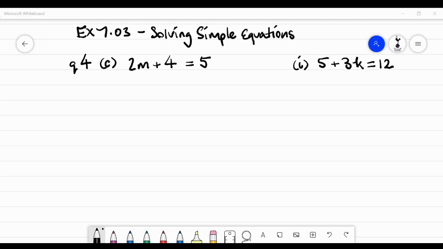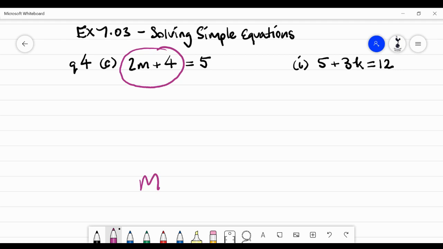Okay, just to do a couple of examples of two-step equations. The first one being 2m plus 4 equals 5. The object when attacking these problems is to make sure we do the same operation at all times to both sides of the equation. What we're trying to do is take this left-hand side, which is an expression in m, and reduce it down to m.